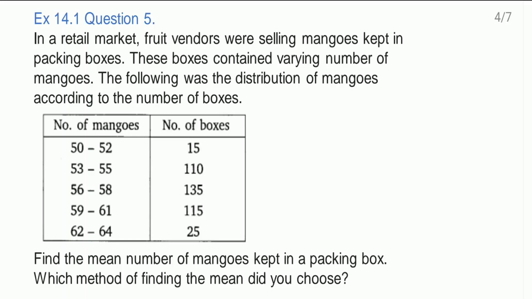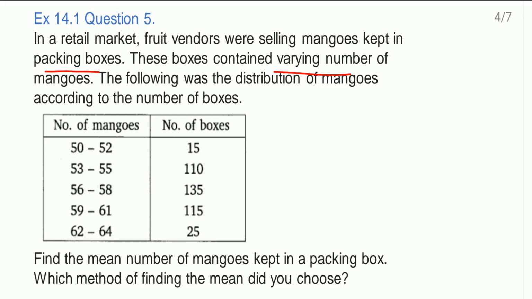This is exercise 14.1, question number 5. In a retail market, fruit vendors were selling mangoes kept in packing boxes. These boxes contain varying number of mangoes. The following was the distribution of mangoes according to the number of boxes. Now look at the table here.